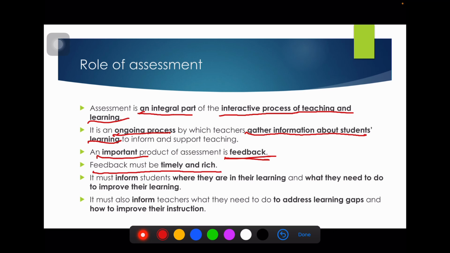Rich here means that the feedback helps the student to build on his or her strength, and not the other way around. It must inform the students where they are in their learning and what they need to do to improve their learning. So if they are doing good at a certain level, then what should they do so that they can achieve a higher level? It must also inform teachers what they need to do to address learning gaps and how to improve their instruction.